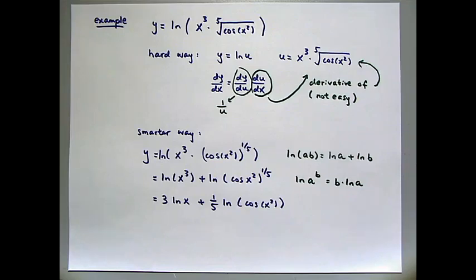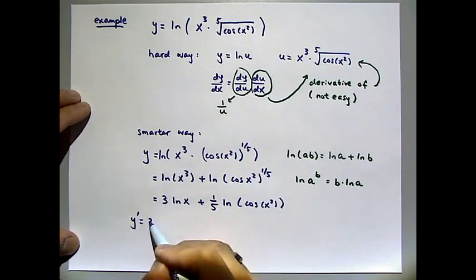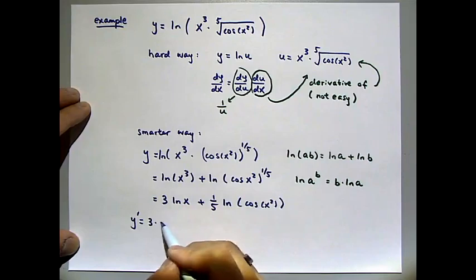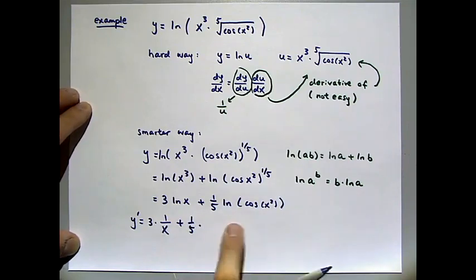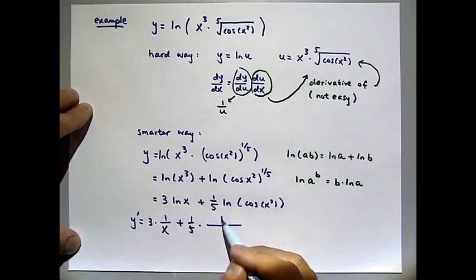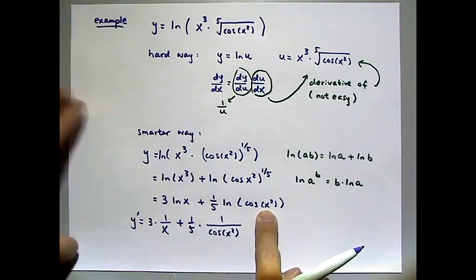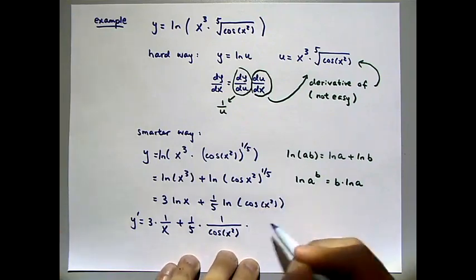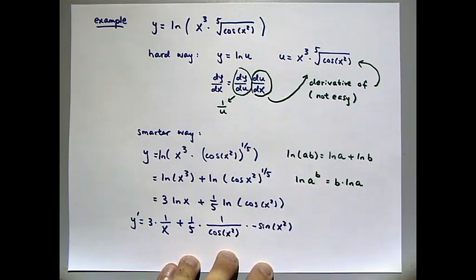Okay? Now we can take the derivative. y prime: 3 times the derivative of ln of x, simple, 1 over x, right? Plus 1 over 5 times the derivative of natural log of u, we've done that before, 1 over u times the derivative of u. u here is cosine x squared. So the derivative would be negative sine of x squared. Right?